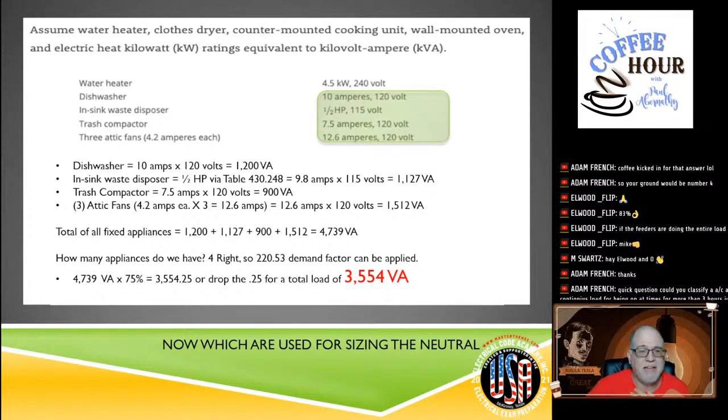Now, how many appliances do we have? Four, right? Wrong. We have three, four, five, six. So we definitely have four more. Okay? Little math test for you there. So we have six of them. So we definitely can apply the 75%.